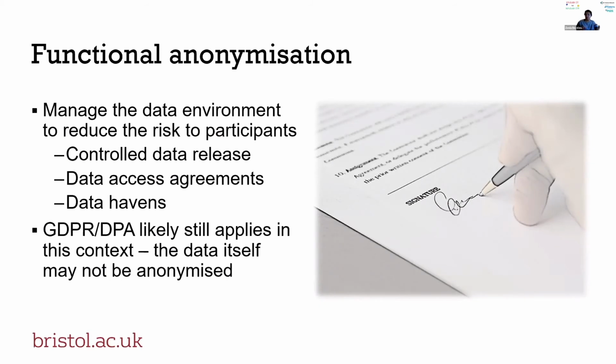Or perhaps releasing data via a data haven. This would be a controlled environment where people can go and analyse the data and take away just sort of summary statistics. So the data itself never leaves the place where it's held. And that is a much more controlled way of handling data sharing. The thing to note is that in this context, GDPR and the Data Protection Act would likely still apply because the data itself isn't fully anonymised, otherwise it could have been released more openly. So you do need to still be aware of those requirements.